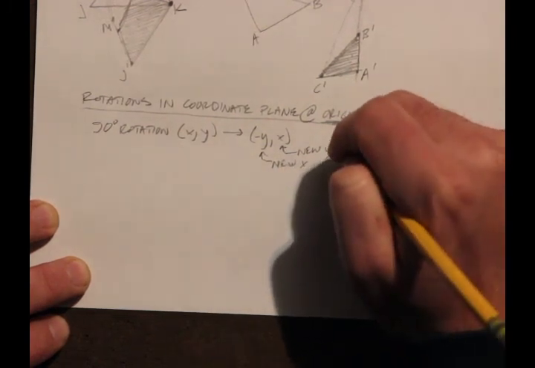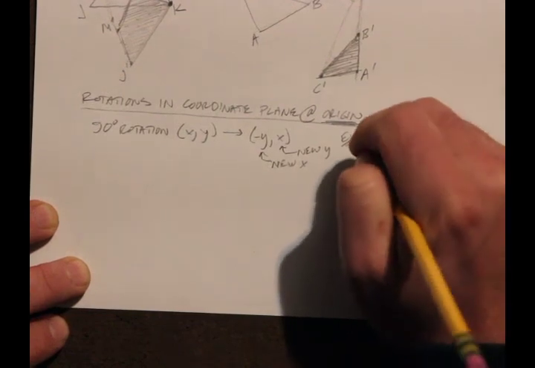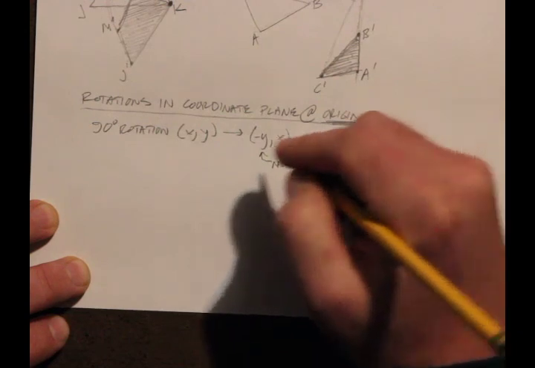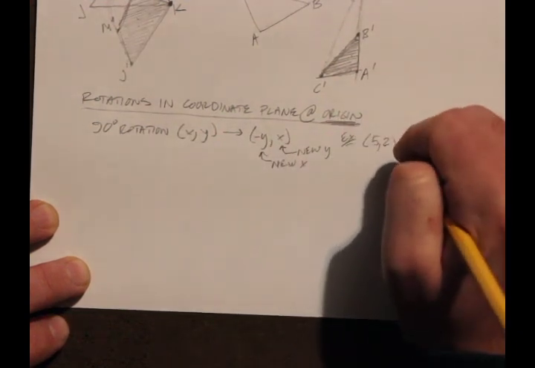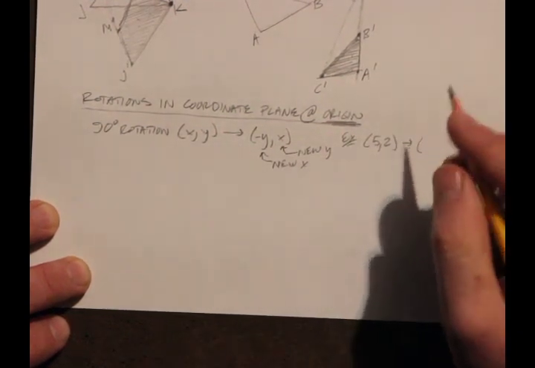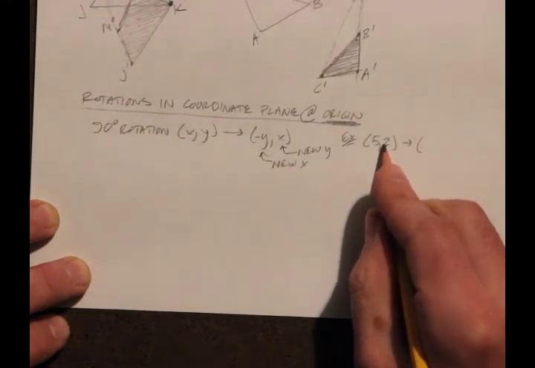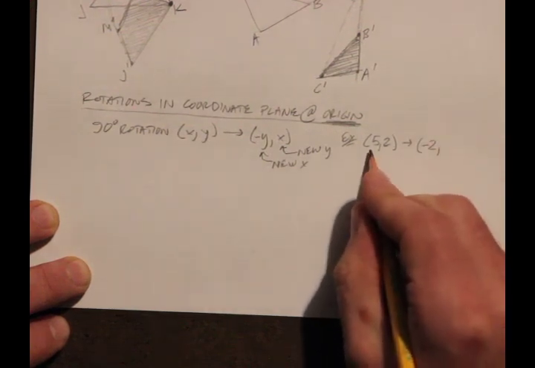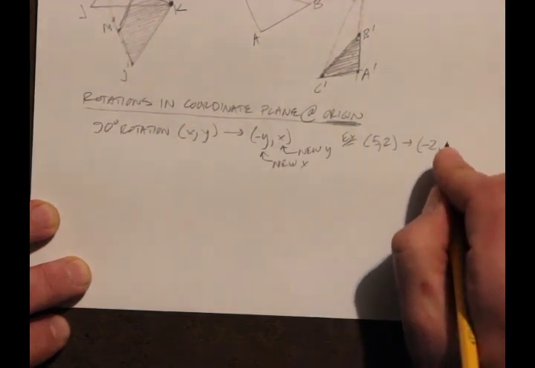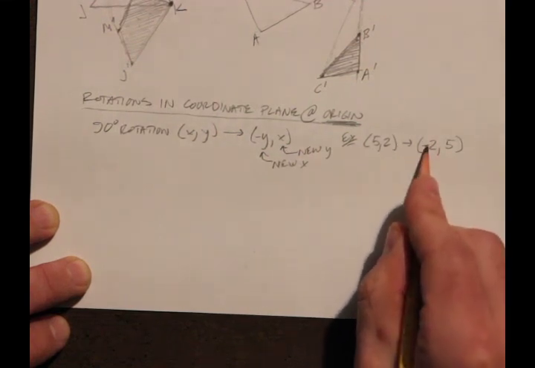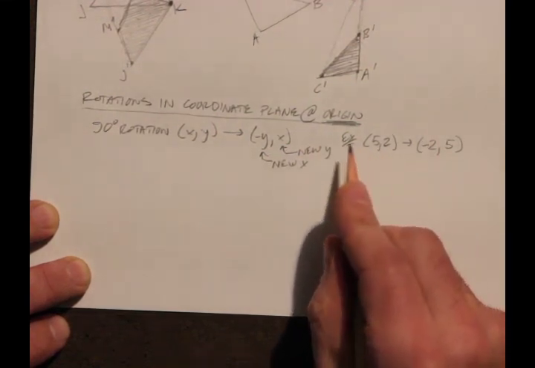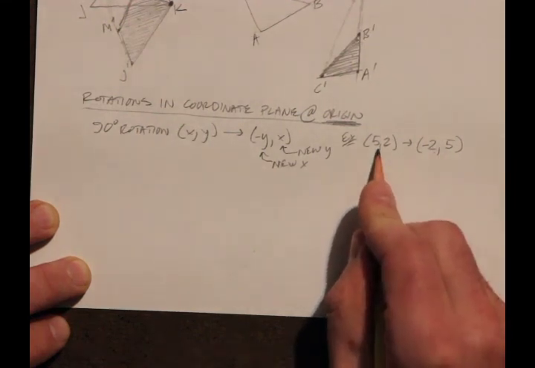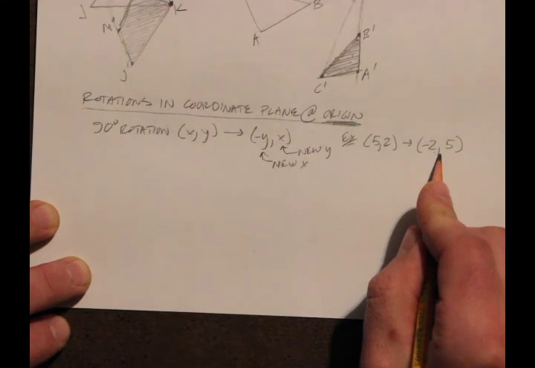So here's an example of what that might look like. If you start with (5, 2) and you rotate it 90 degrees at the origin, then the opposite of my y value will be my new x value, so -2, and then my x value will be my new y value. So if I rotate this point across the origin, it would become this point. This would be the pre-image, this would be the image.